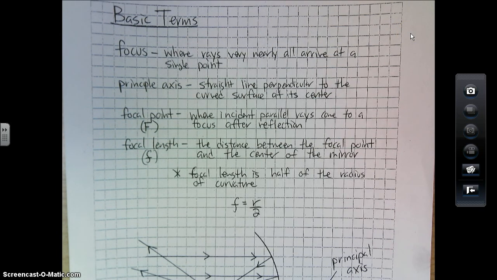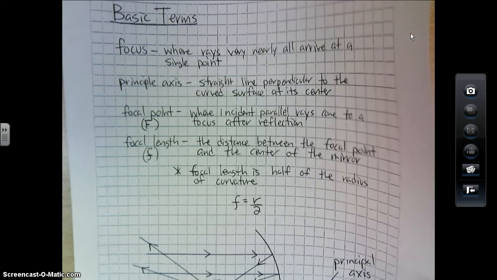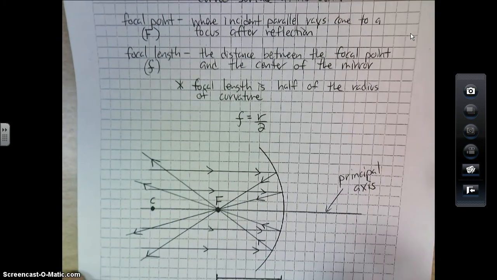Alright, this is about some basic terms before we start ray diagrams. I'm just going to go through them with you real quick because we're going to use them a lot. So the first few that are on here, the focus. It says the focus is where rays very nearly all arrive at a single point. So I want to show you this little picture down here.